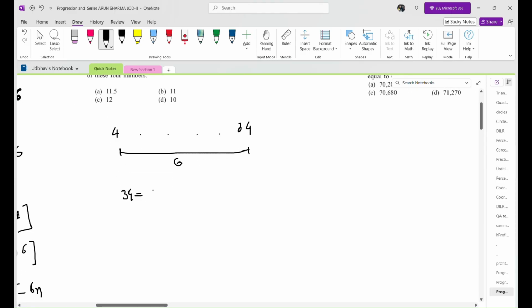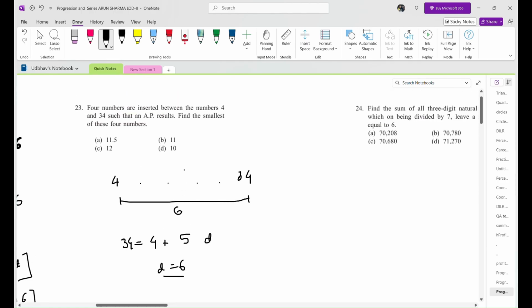34 equals 4 plus n minus 1 into d. And how much is n? N is 6. So we can directly write it as 5d. So we can get d equals 6. Or you can directly use the formula d equals b minus a upon n minus 1. This is just similar to inserting n number of AMs between a given range A and B. So find the smallest of these four numbers.